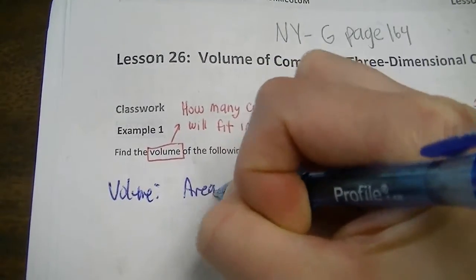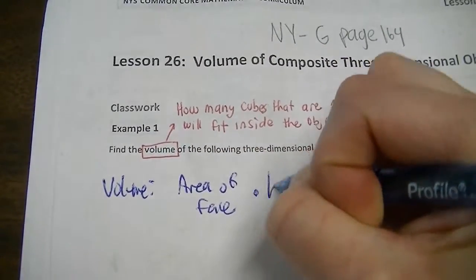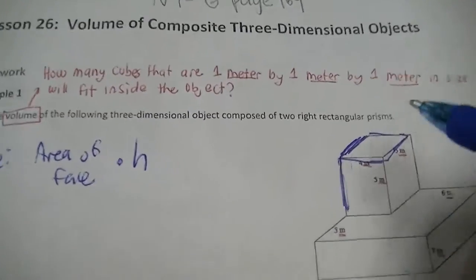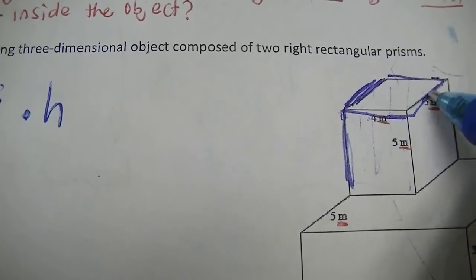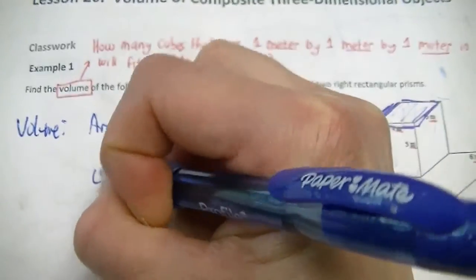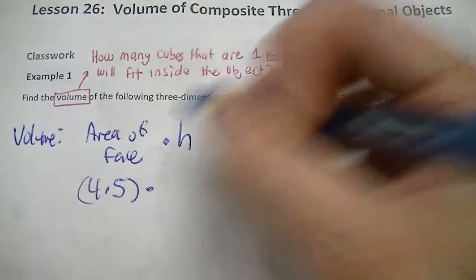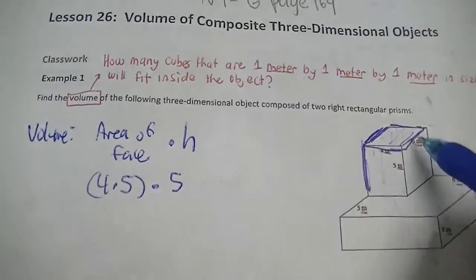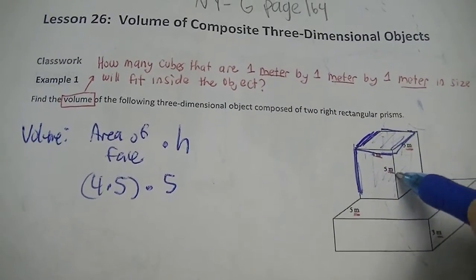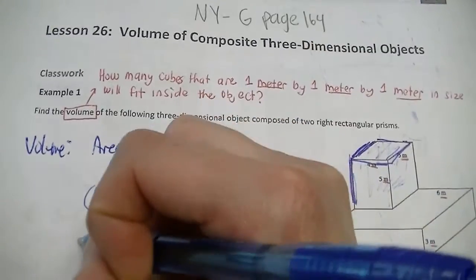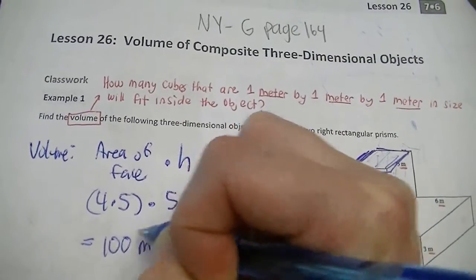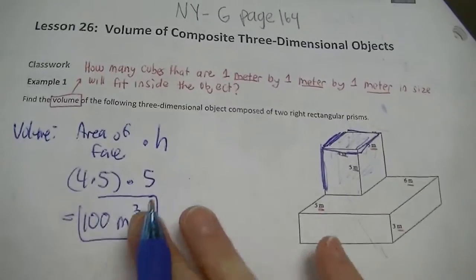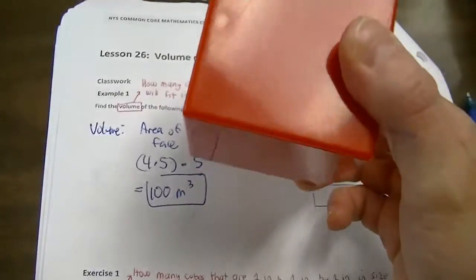You take the area of the face and multiply it by h. So the area of the face that I'm seeing, let's go 4 times 5. Then we multiply that by h. How long is that? That's 5 meters. So the volume of this smaller rectangular prism is equal to 100 meters cubed. But we're not quite done because we need to find the volume of them together. We have just found the volume of this, so there's 100 cubic meters that would fit inside this.